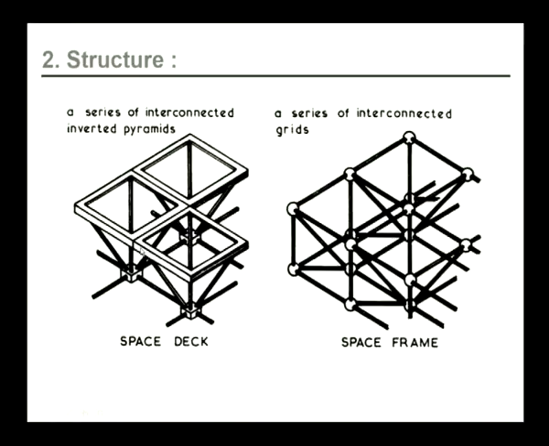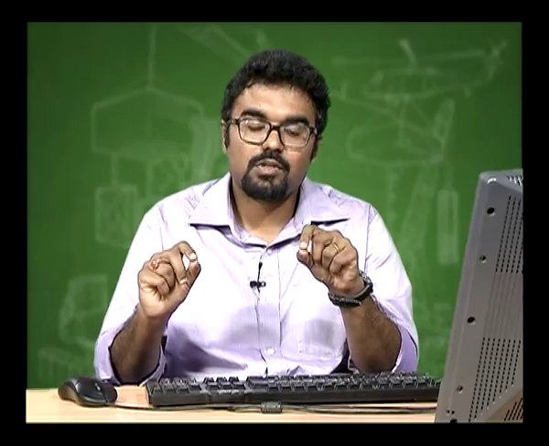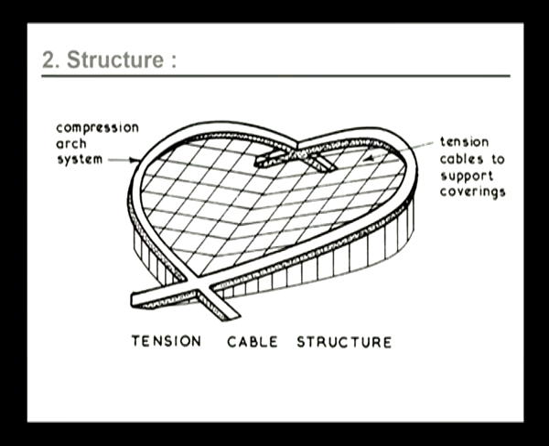All these members in the space frame do an important work of bringing the load from the top to the foundation. Here in this figure is a tension cable structure. Here we see there are two compression arch systems, and in between there are tension cables to support the covering on top. So this kind of structure is called a tension cable structure.